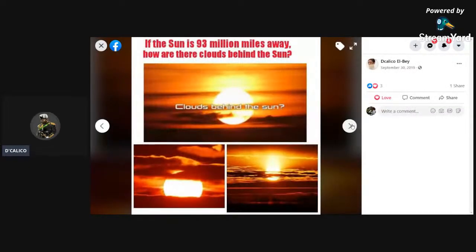And the sun is 93 million miles away. How are there clouds behind the sun? You know, these are real images that have baffled many. And hopefully it's baffling you, because I don't think you can answer all this. I mean, this is not just a picture, this is a screenshot of a video. The video is showing this on a cell phone.